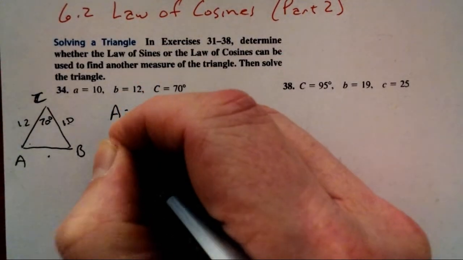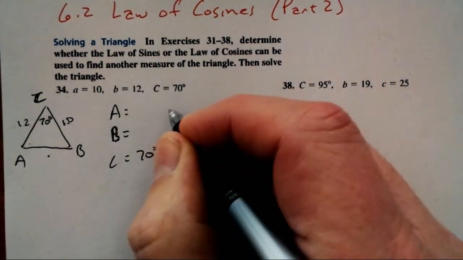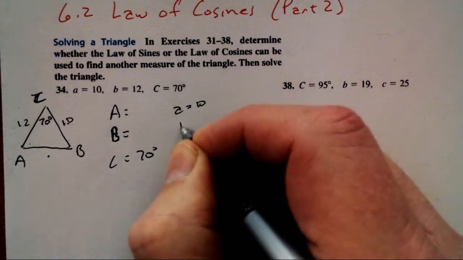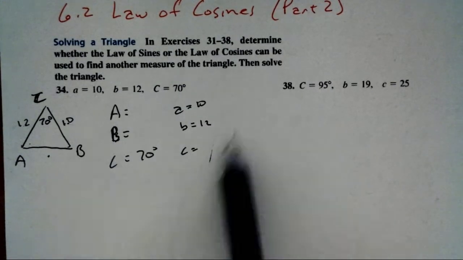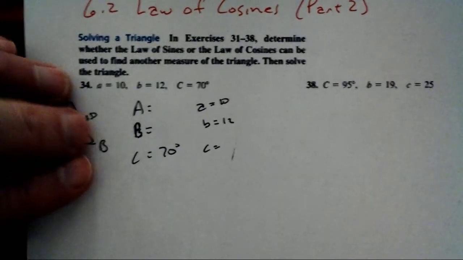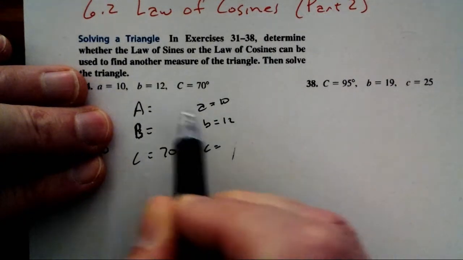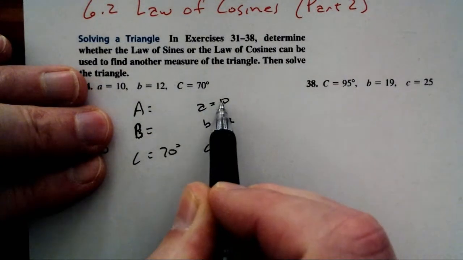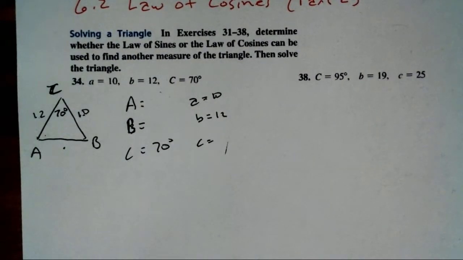Angle C equals 70 degrees. Side A is 10, side B is 12, and side C we need to find. Now, if you set this up, even without the triangle, I can tell you we can't use Law of Sines here, because Law of Sines would be a proportion. It would be the sine of this on this equals the sine of this on that, and there'd be two unknowns. So once again, you have to know an angle that's opposite of a known side to use Law of Sines.